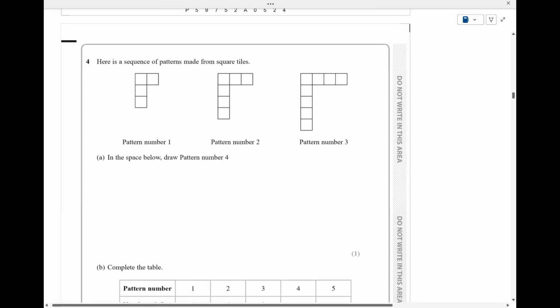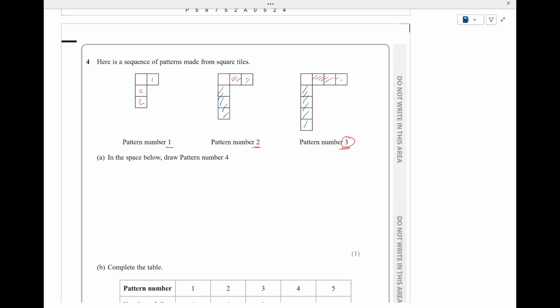Here is a sequence of patterns made from square tiles. Pattern number 1, pattern number 2, pattern number 3. I'm thinking pattern number 1 has got a 1 here and it's got 2 there, hasn't it? This has got 2 of them there. It's got 2 here and 3 here. The next one, pattern number 3, has got 3 here and 4 here.